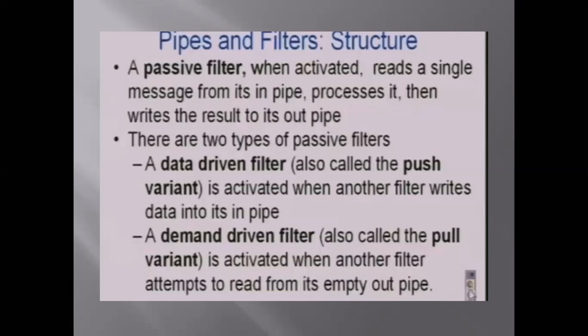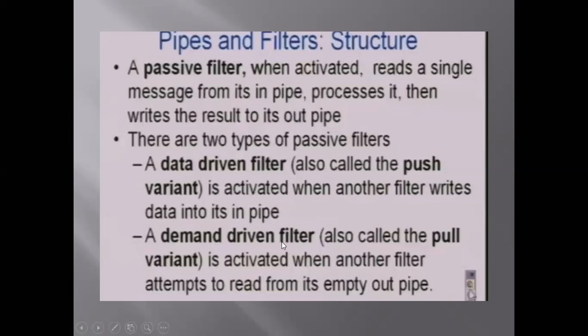There are two types of passive filter: the data-driven filter and the demand-driven filter. So what usually happens in a data-driven filter? It is also called a push filter. It is activated when another filter writes data in its pipe. So when the other filter writes data to its pipe, this push filter will be activated.